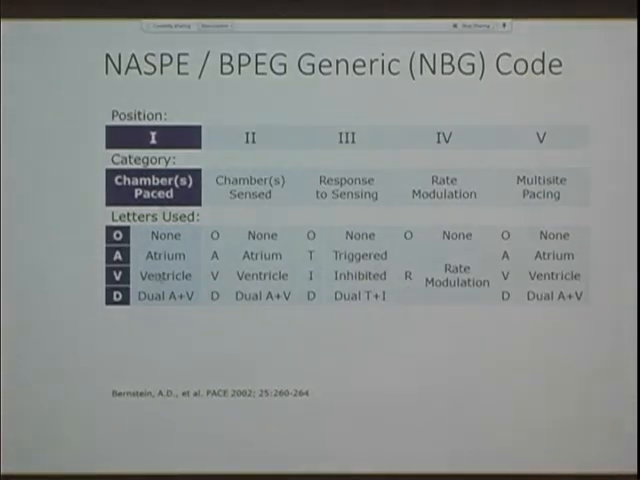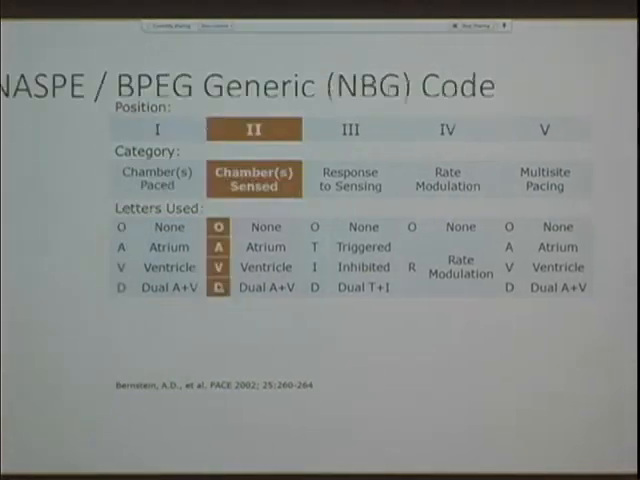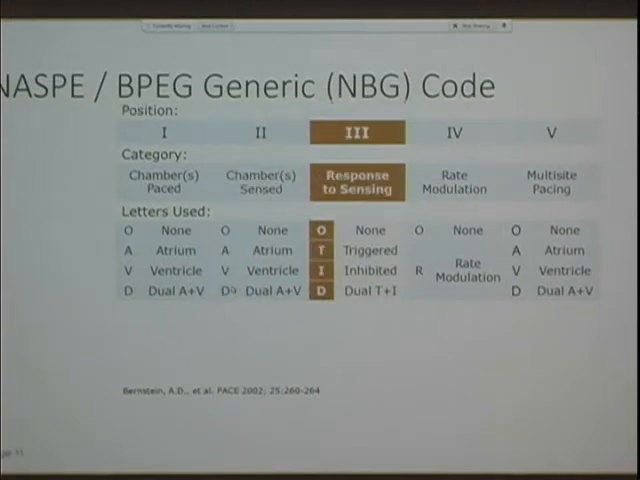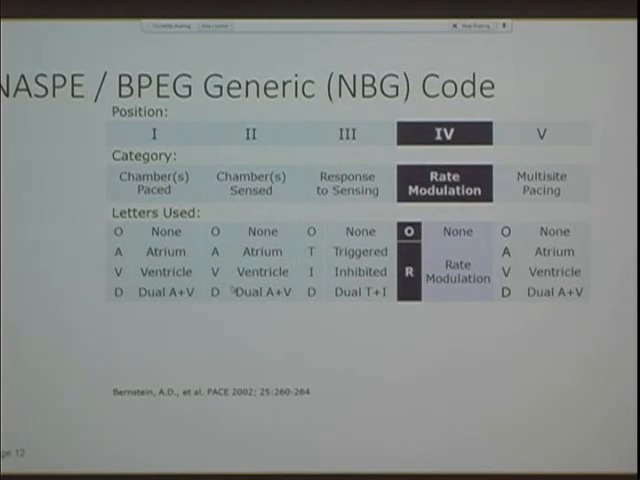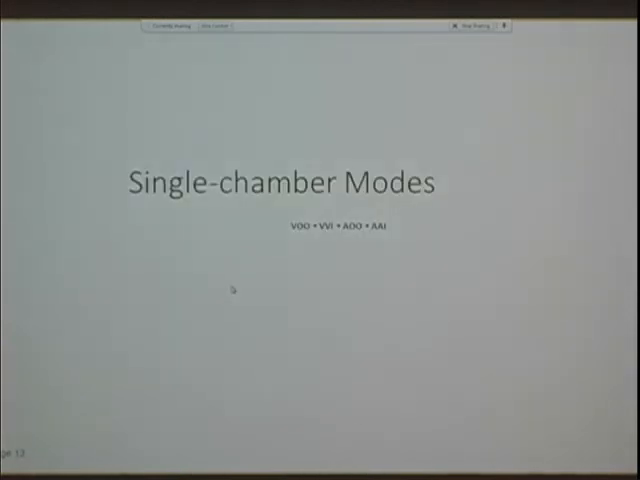Again, first is the chamber paced, second is the chamber sensed, third is the response to sensing, and fourth is rate modulation. Now I'll just go over what each pacemaker mode looks like in practice on the rhythm strip.